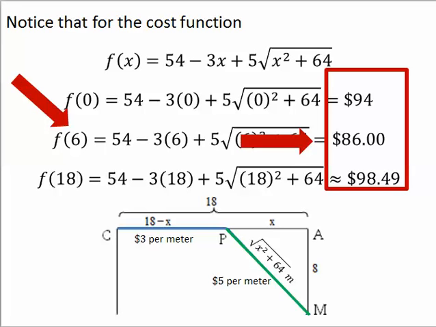So the least expensive scenario would be x being 6 meters, so I'm running the cable along the wall for 12 meters and then cutting across the room to the location M. And then that will cost $86.